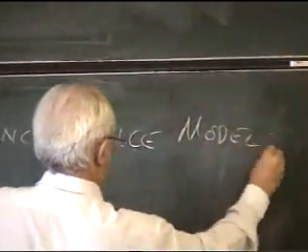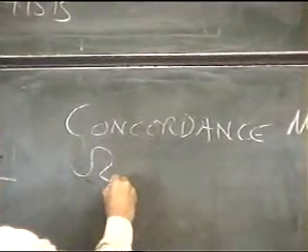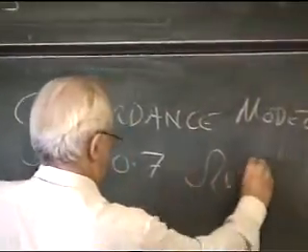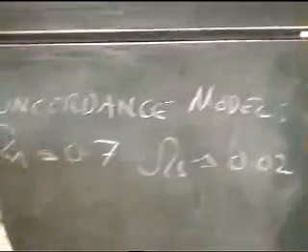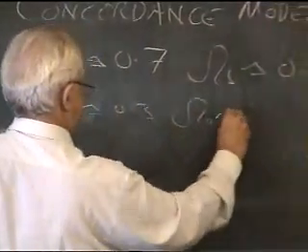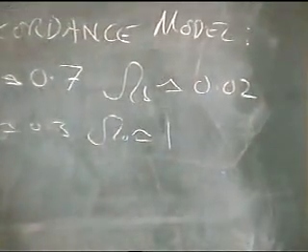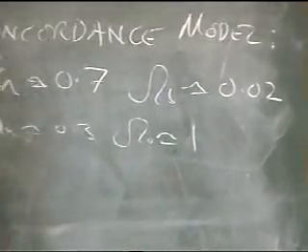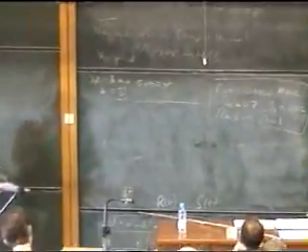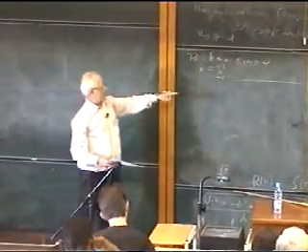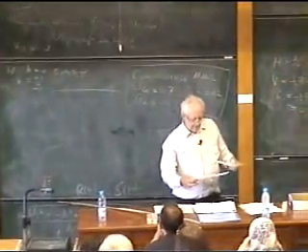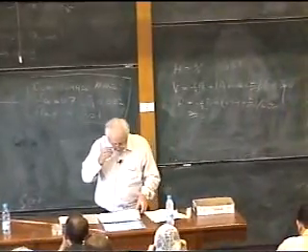In this concordance model, the density of the lambda term, the effective density, is about 0.7. The density of baryons is about 0.02. The density of dark matter is about 0.3. And the total density is approximately 1. I emphasize approximately. And this concordance model, there is a great deal of evidence for, and I will be talking about it this afternoon in the public lecture, so I'm not going to say any more about that model at this particular time. There is a lot of evidence for it, which I will be briefly covering this afternoon.